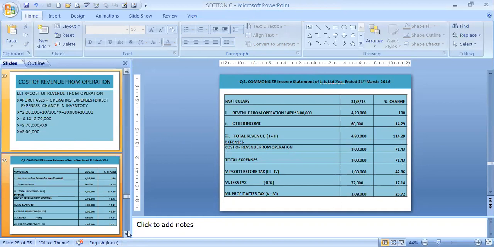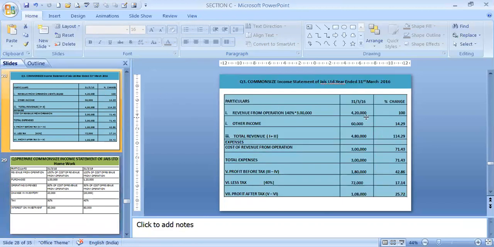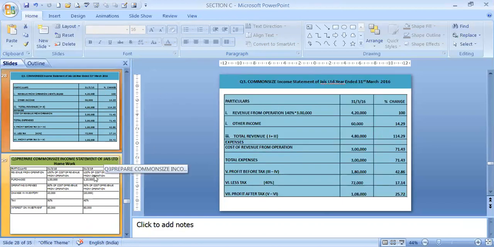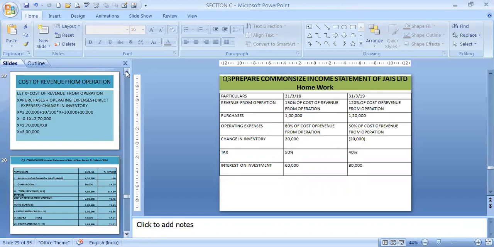Okay. So this is the sum. This is your homework, students. I have given 2 years, so you have to do 2 columns, meaning 4 columns will come in this one. As in this case, 2 columns for the amounts and 2 for the percentage changes. That means 4 figures will be there.